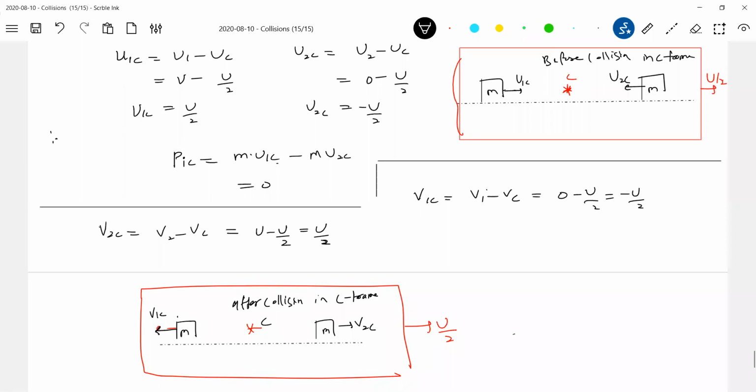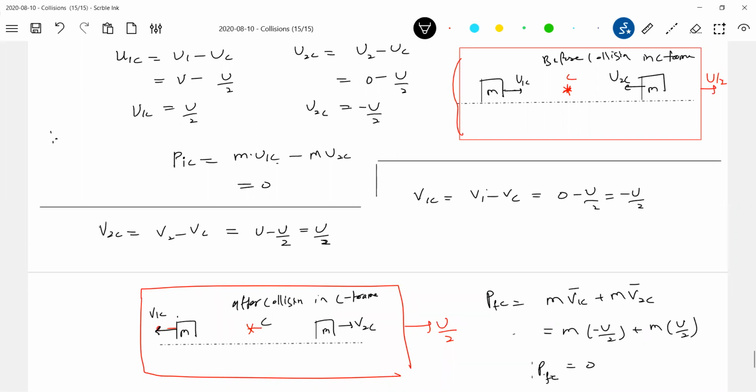Then what is the momentum with respect to center of mass? In the C frame, we'll calculate momentum. How much should it be? M V1C minus M V1C plus M V2C, and the magnitudes are equal. So momentum with respect to center of mass is always 0. This is very, very important. Momentum with respect to center of mass will always be 0, for any system you take.